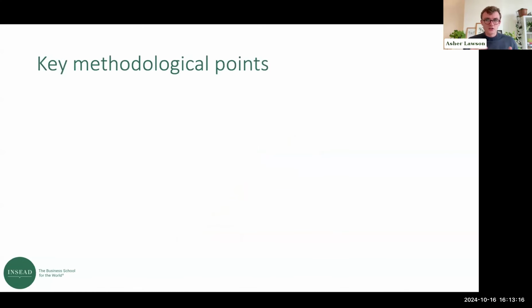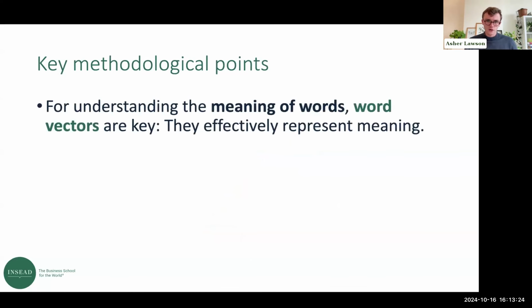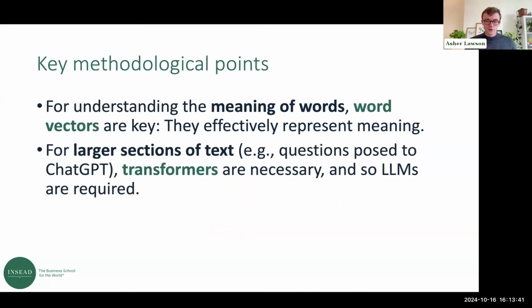So the key methodological points just from this quick little review, apologies if you've heard these things a lot lately, but just to make sure we're all on the same page as we go forward. For understanding the meaning of individual words, word vectors are really important. They represent the meaning of those individual words pretty effectively. If all you care about is single words, even the more modern models, transformers, LLMs, these different things, you're not going to get too much extra juice. But if you want a larger section of text, if you want to understand the meaning of a question posed to ChatGPT, you really need this transformer architecture to make sure you understand what parts of the sentence interact together to effectively communicate a meaning.